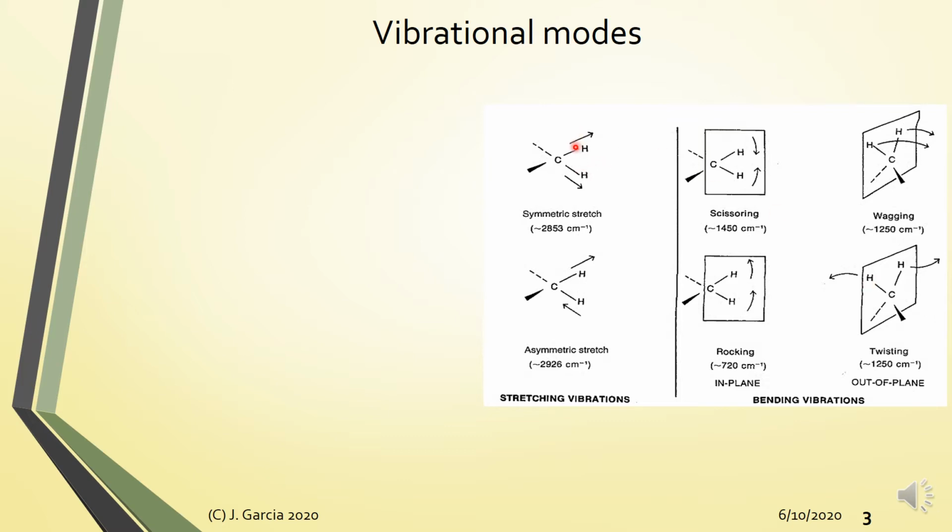Now in general, stretching vibrations are induced at higher energy levels. So higher energy level, higher wave number values. Whereas most bending vibrations can be found at the lower end, lower wave number values. Now for a given molecule, the amount of energy from the infrared radiation needed to induce each vibrational mode depends on the type of bond present in your molecule.